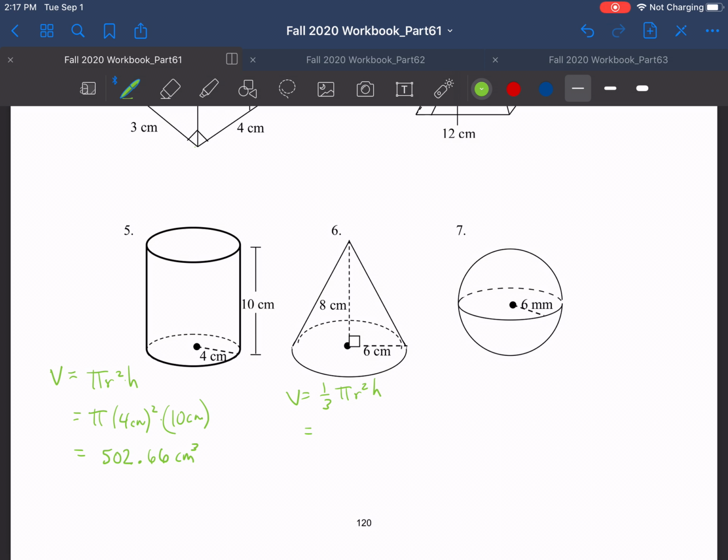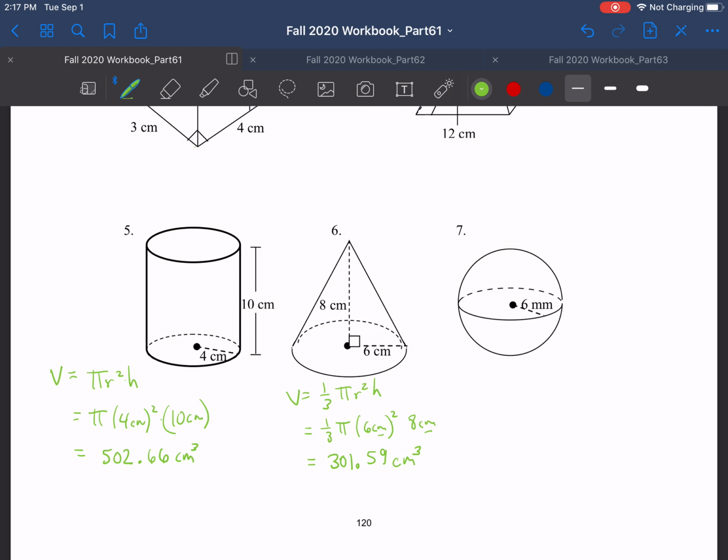And so this becomes 1/3 pi. The radius is 6 centimeters, and that's squared, and then the height is 8 centimeters. So 6 times 6 is 36, and times 8 is 288, and divided by 3 is 96, and 96 times pi, using our pi button, is about 301.593. So we can just round that to 301.59. And again, centimeters squared times centimeters is centimeters cubed.